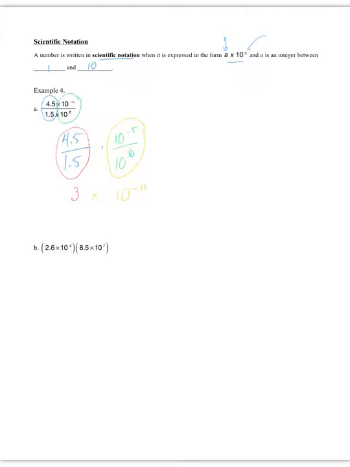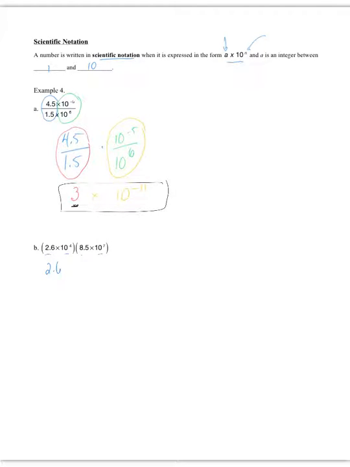Now, is the answer in scientific notation? Yes, it is, because 3 is a number between 1 and 10, and it's multiplied by 10 to some power. So this is, in fact, scientific notation. Now let's look at the next example. In the next example, again, everything is being multiplied. All of these are being multiplied together. So I could use my property that tells me I can rearrange the order. Do we remember that property? The commutative property of multiplication.